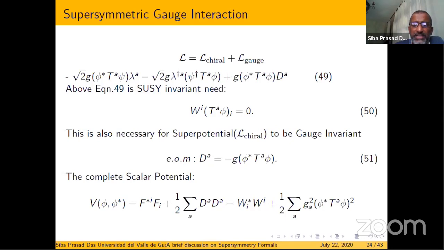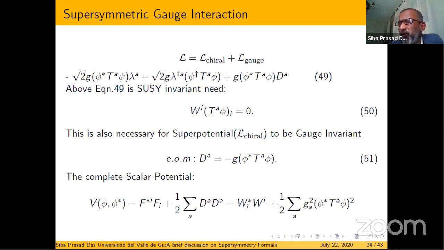So if this condition is met, then you get the corresponding equations of motion for the supersymmetric gauge invariant theory, and you get, similarly for the F i, minus Wi.